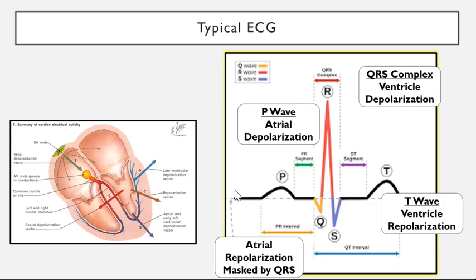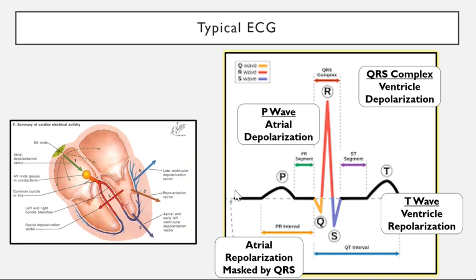Okay, so we have this EKG. This is what a typical lead 2 looks like. We have the P wave, the QRS complex, and then the T wave. The P wave represents your atrial depolarization. And when we say depolarization, we mean contraction, right? Because whenever the electricity hits that area, there's a muscle contraction. So whenever we say atrial depolarization, we get contraction of the atrium first.